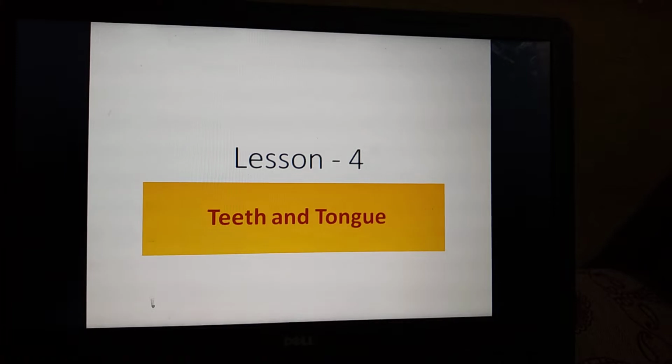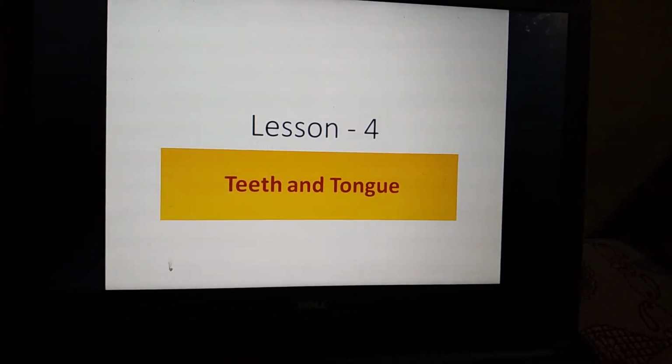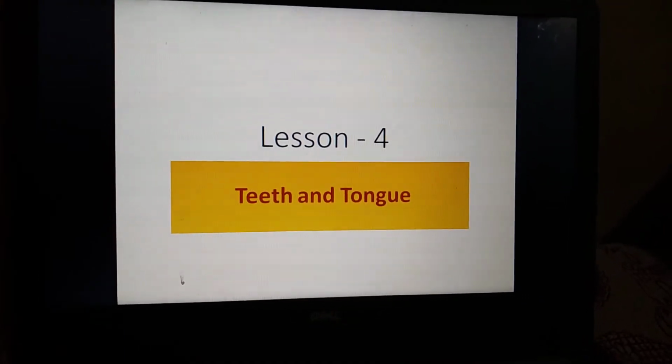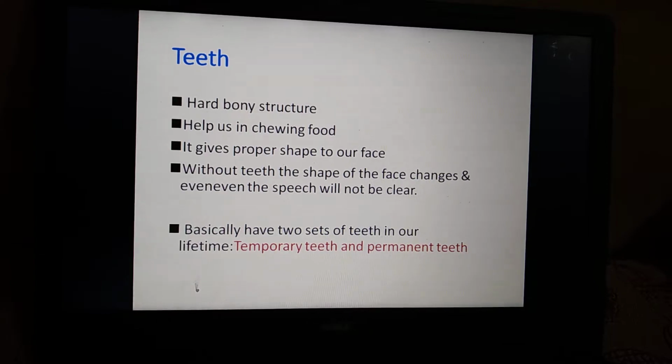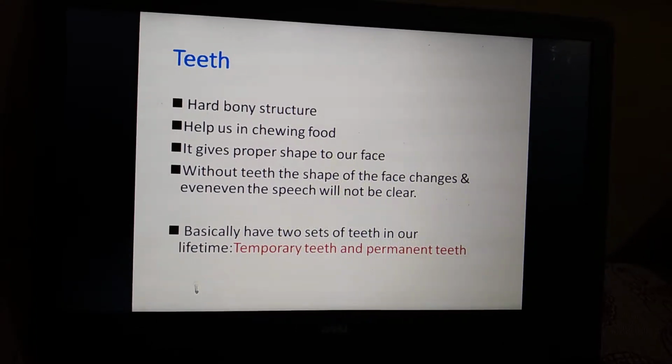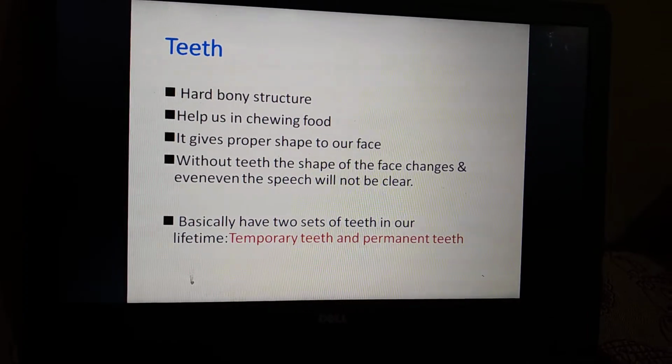Okay. So last class we studied about teeth and tongue. I am going to give a small recap and then I will start the lesson. First, we studied about teeth. They are made up of a bony structure. They help us chew the food, and they also give the proper shape to our face.